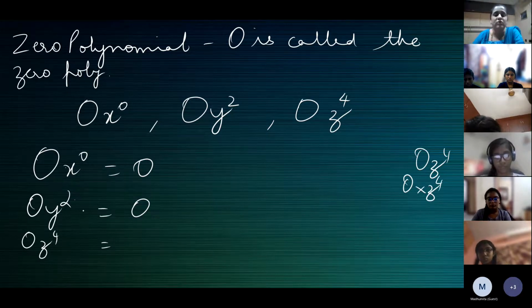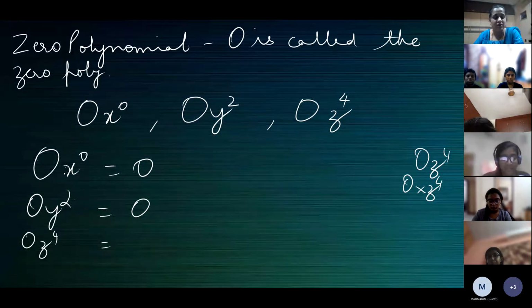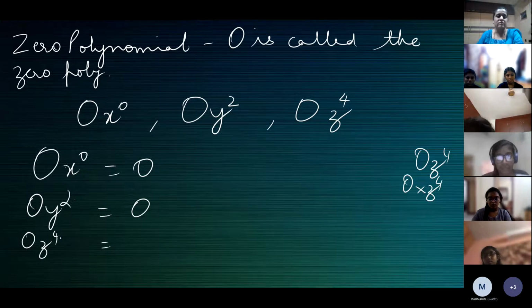Now, to find the degree of a polynomial, we need a variable. So we introduce variables like x, y, z. You can go on like this. 0 can be written in many ways, and I've just shown three of them. So 0 can be written as 0x to the power 0, 0y square. In all the cases, it means 0 into x to the power 0, or 0 into y square, 0 into z to the power 4.